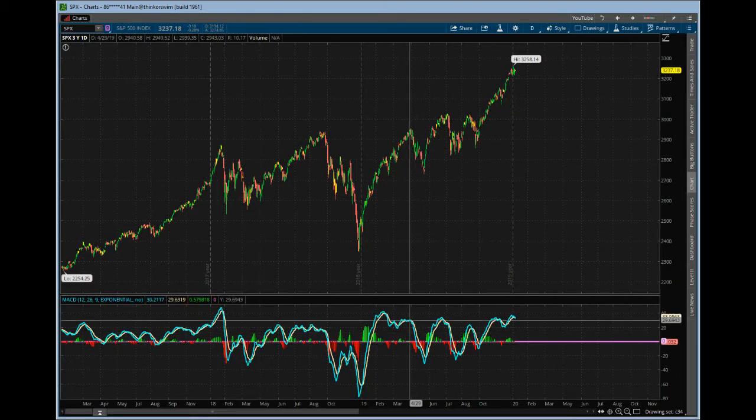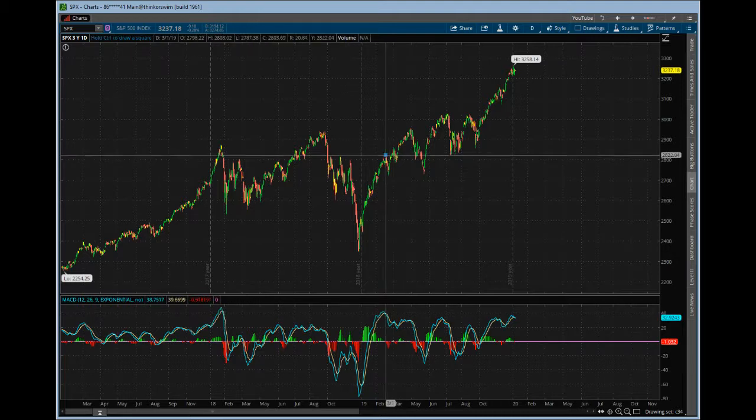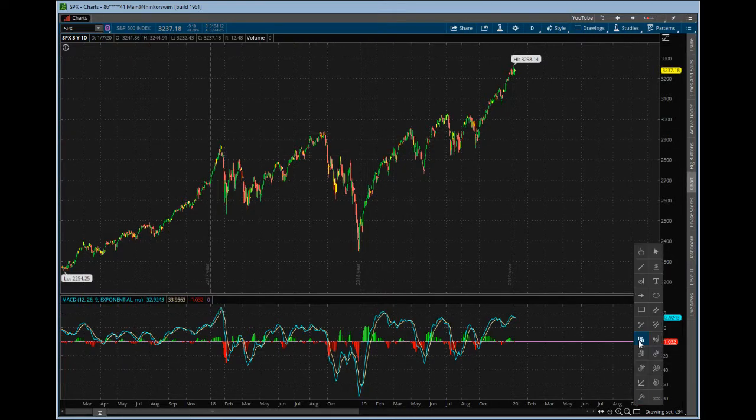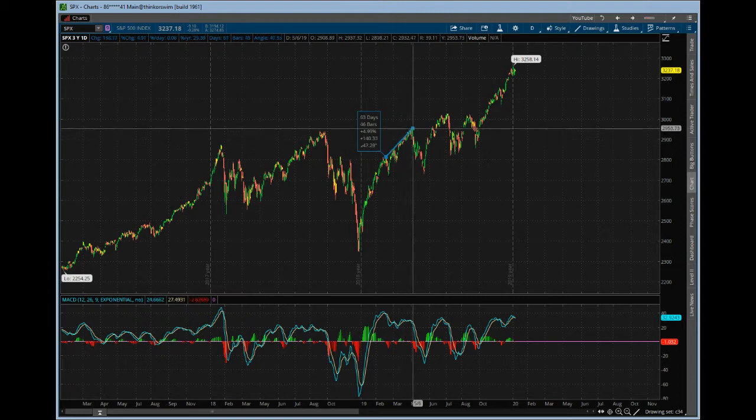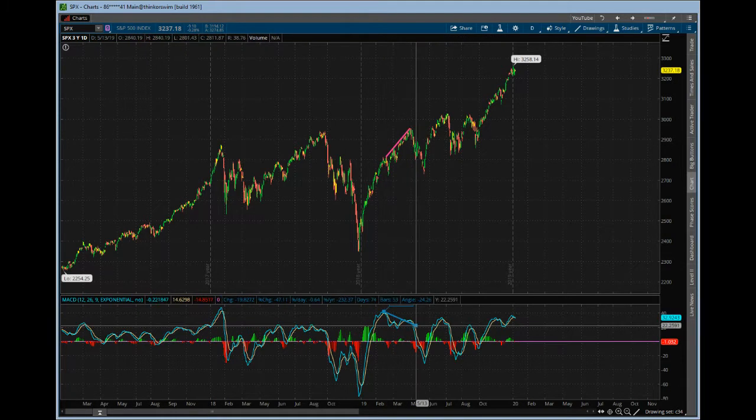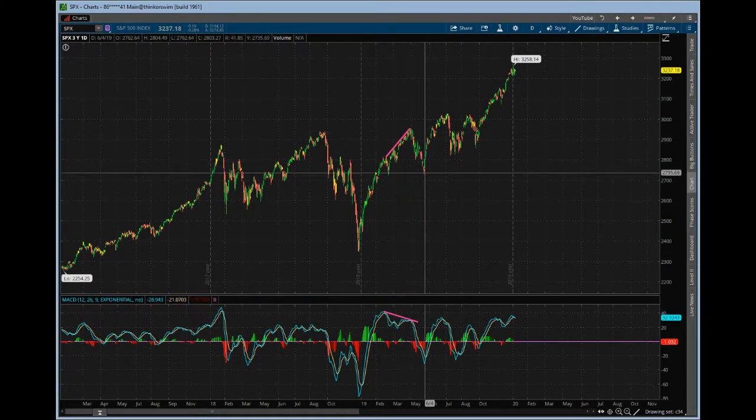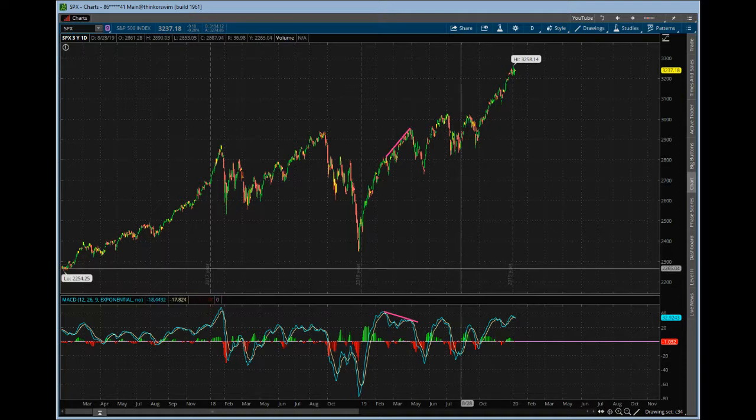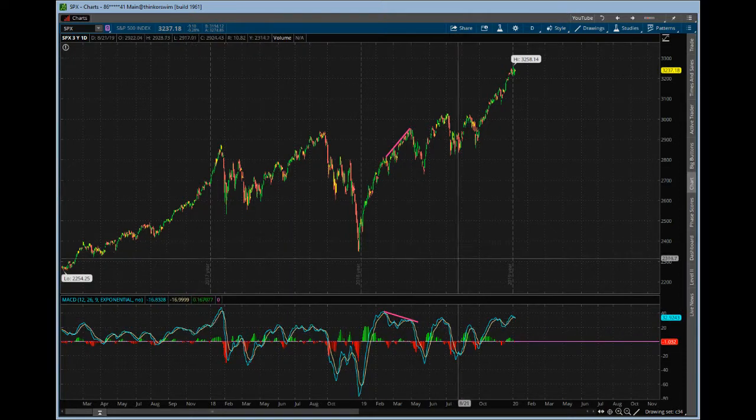Now you can use these as well, right? So you can see here, you got a move from this level to this level. You go there to there, right? So you get some divergences there, and you see the move down. Okay, so that's one way to use the MACD. Pretty interesting tool, right?